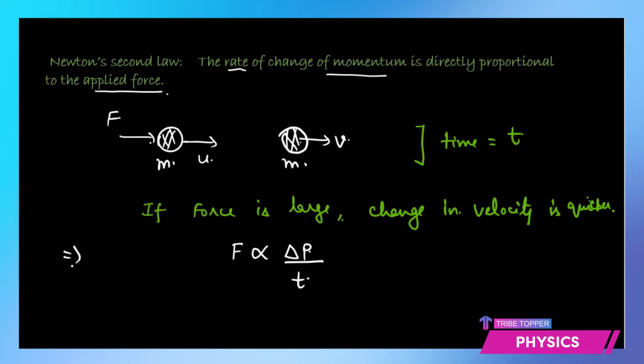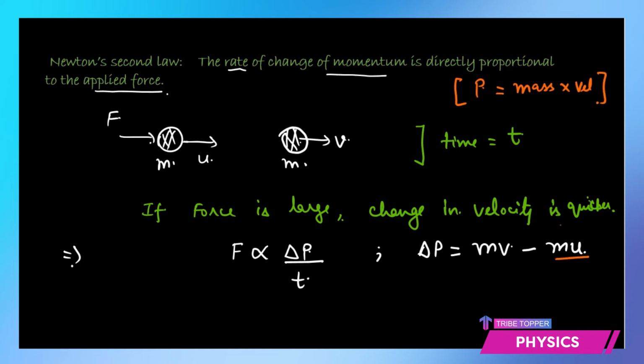over time. Now, how do we find the change in momentum? The change in momentum will be the final momentum, that is mv, minus the initial momentum mu. I am supposing here that you already know what momentum is. If you've forgotten, just for your knowledge, momentum is mass times velocity. So if the initial velocity was u, the initial momentum was mu, and the final velocity was v, so the final momentum is mv. So final minus initial momentum gives us the change.